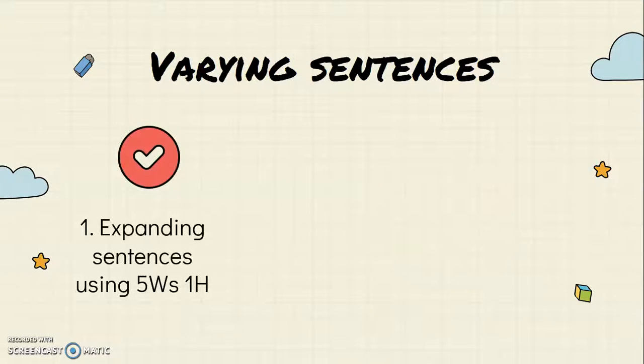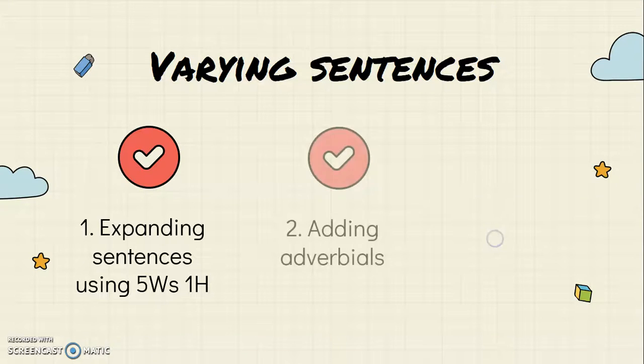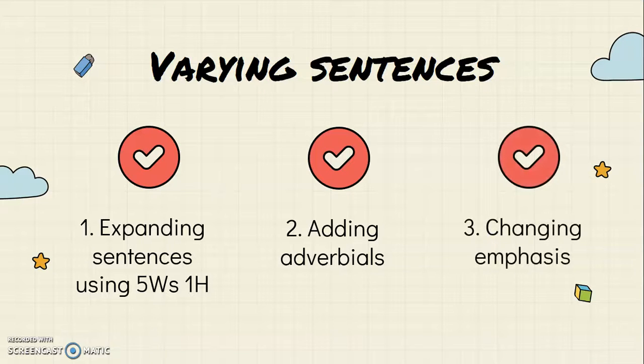Now let's recall. The first method of changing or varying our sentences is expanding our sentences using the 5W1H. That means we add in the different word classes. Number 2, adding adverbials, which is one word or a group of words that act as an adverb. Number 3 would be changing the emphasis of the sentence by shifting the position to the front. Okay, I hope that you have learned how to vary our sentences.